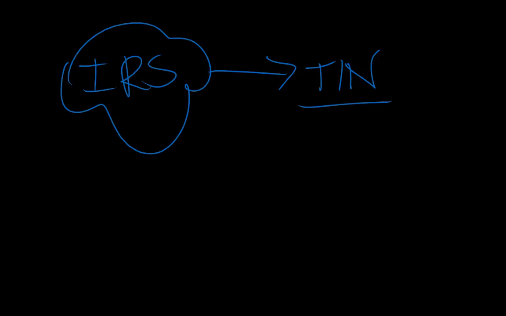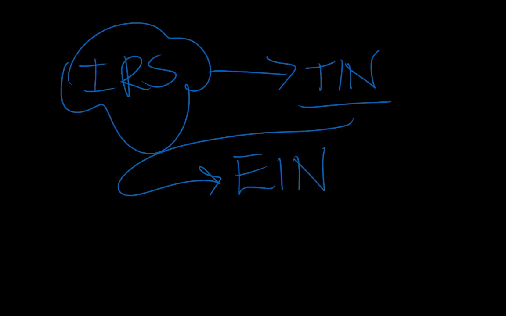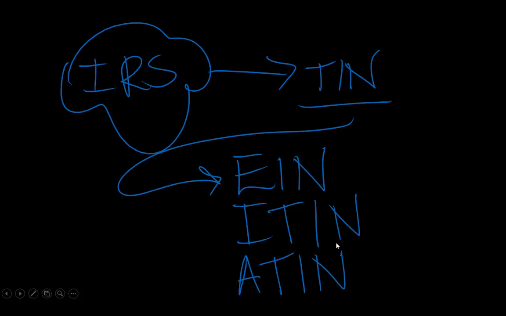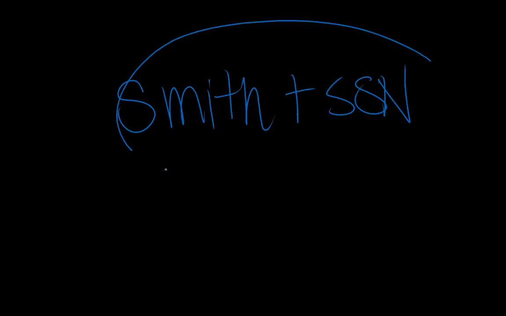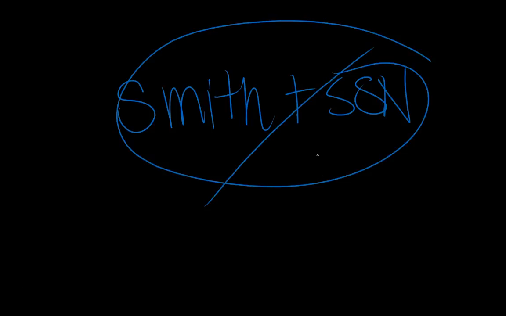Here's a quick recap for those folks who missed part 1 on TINs. A TIN can mean an employer identification number, also known as EIN. It can also mean an individual tax identification number, also known as ITIN, as well as an adoption taxpayer identification number, also known as ATIN. Now, the IRS is getting this information from the Social Security Administration, because a TIN error can also occur when a last name, let's just say Smith, and a social security number do not match with what is on file with the Social Security Administration.